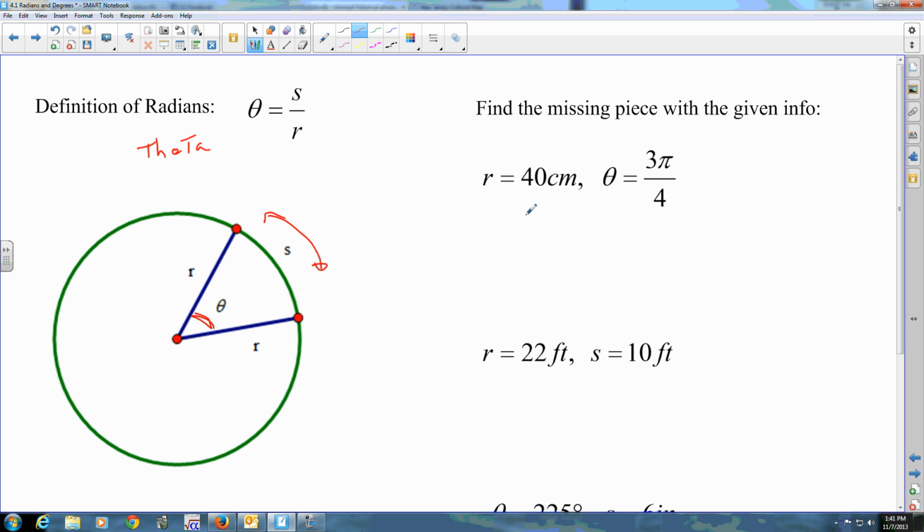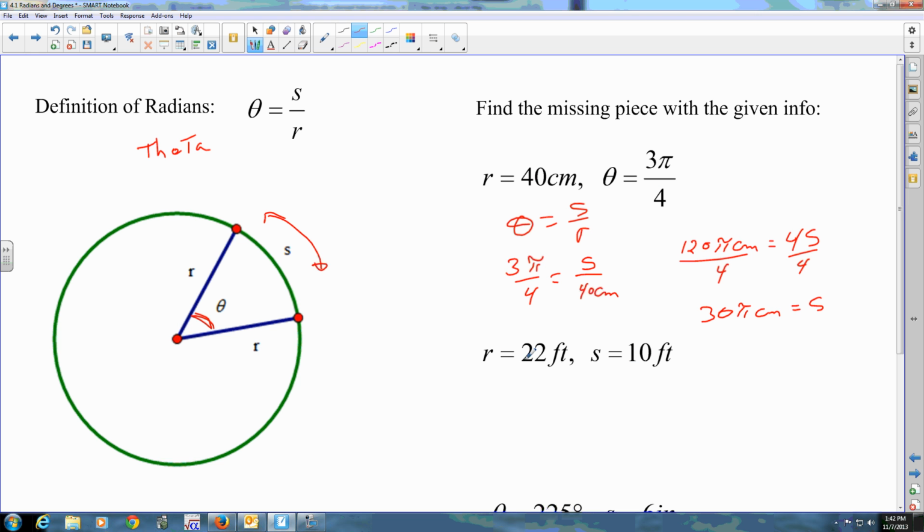Theta is on the left. Theta equals S over R. Theta is 3 pi over 4 equals S over R, with R of 40. R goes on the bottom, so S over 40 centimeters. This is a proportion, so you cross multiply. 40 times 3 is 120 pi centimeters equals 4S. Divide by 4, and you get 30 pi centimeters is your arc length. Tells you how long the arc is.